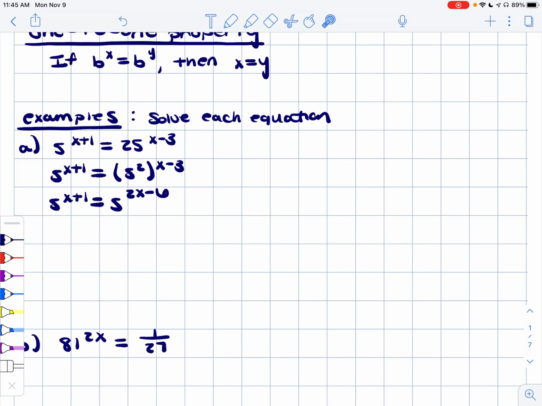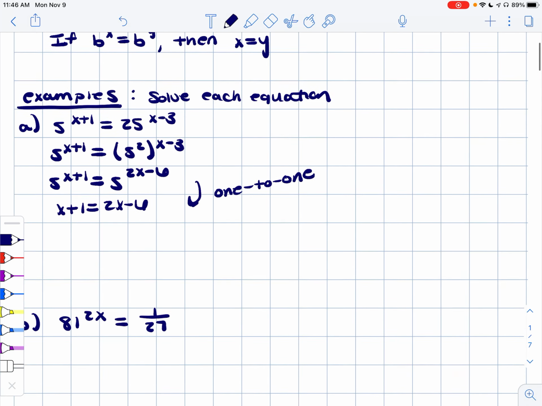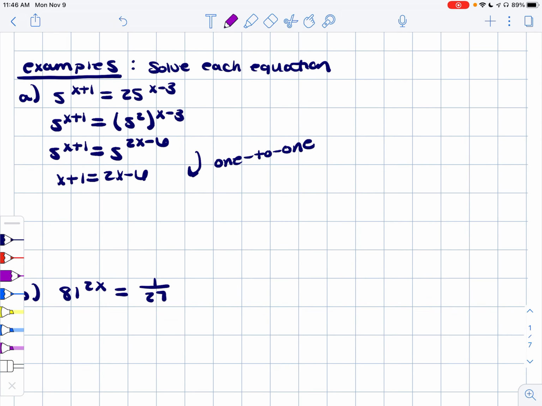So according to our one-to-one property, since we have the same base on both sides, we can set the exponents equal. So this just becomes x plus 1 is equal to 2x minus 6. And from here, this is just a simple linear equation. So subtract an x from both sides, add a 6 to both sides, and we come out with x is equal to 7. And that's our final answer.